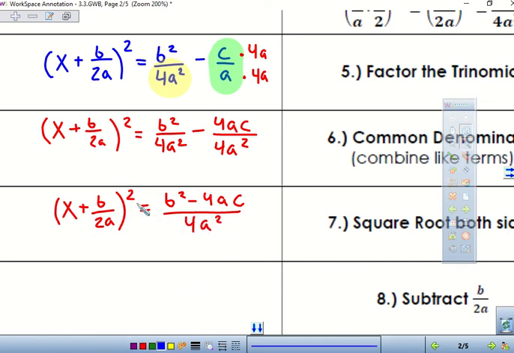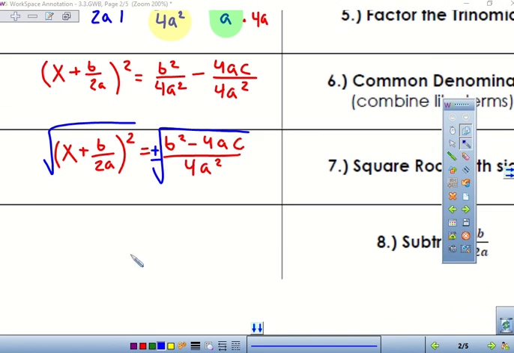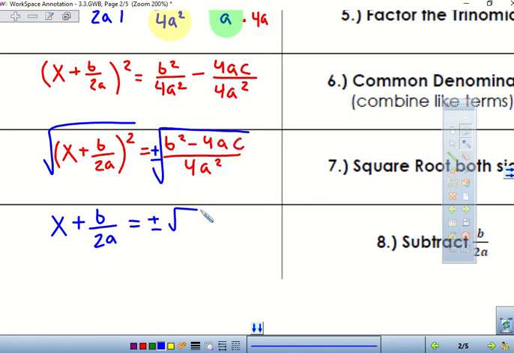Now the next step is, our whole goal is to solve for x, right? So in order to solve for x, we need to get rid of the squared. So how can we reverse a square in math? So we square root both sides. When I square root this side, I have to put in a plus or minus. So this is going to become x plus b over 2a is equal to plus or minus the square root of the numerator, which doesn't simplify, all over, does this denominator simplify? Can you take the square root of 4a squared? 2a. Or just 2a, right? Yeah. So we get here.